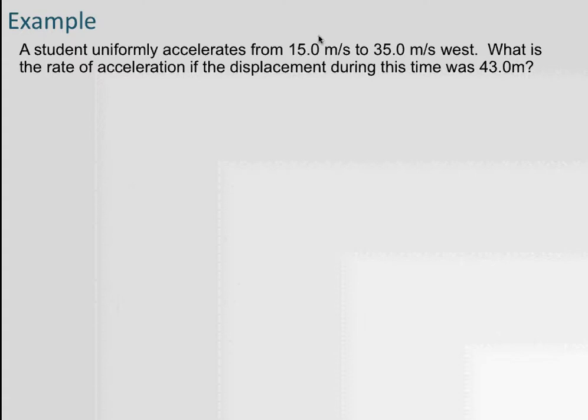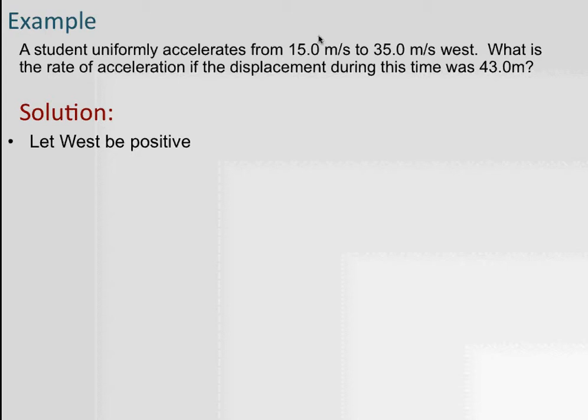In this example, a student uniformly accelerates from 15 meters per second to 35 meters per second west. What is the rate of acceleration if the displacement during this time was 43.0 meters? So when we're finding out what the solution is, I first like to specify what direction will be positive. In this case, I'm going to choose west to be positive. Then we go on to GRASP.